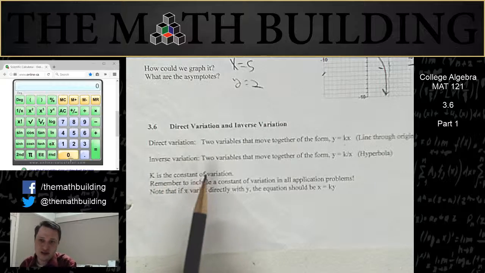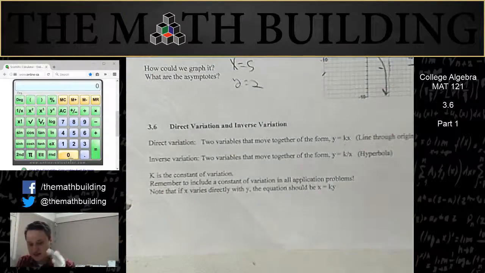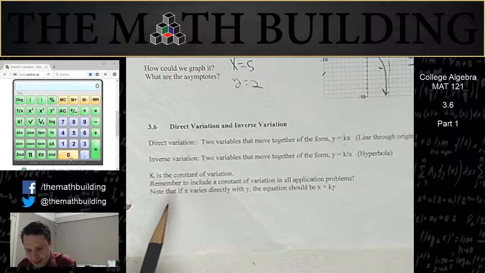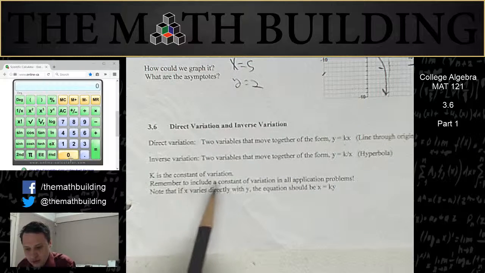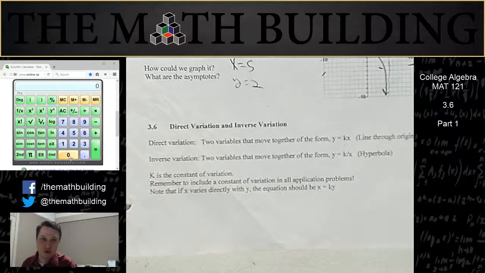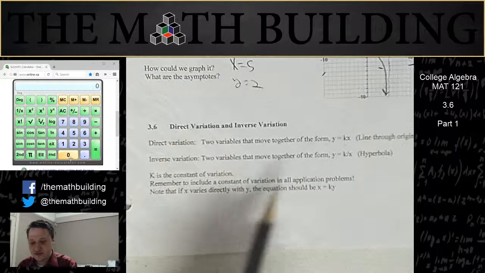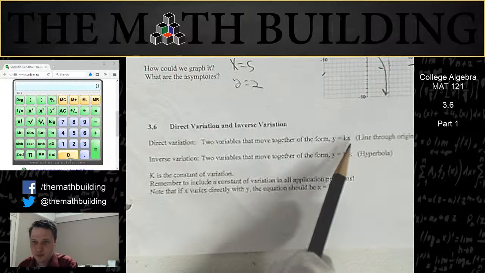k is the constant of variation, which means that k is always going to be the same for that system. And we're going to be using constants of variation in application problems. You see this in chemistry a lot, and physics, and a lot of other classes that relate to known quantities. By the way, know that this is y varies directly with x.